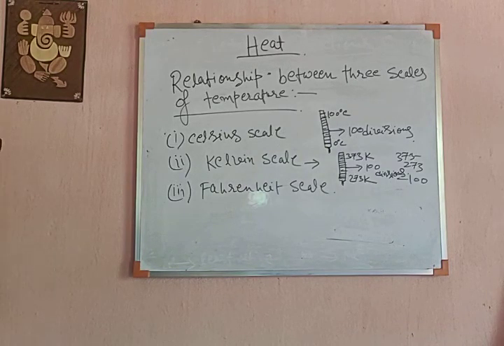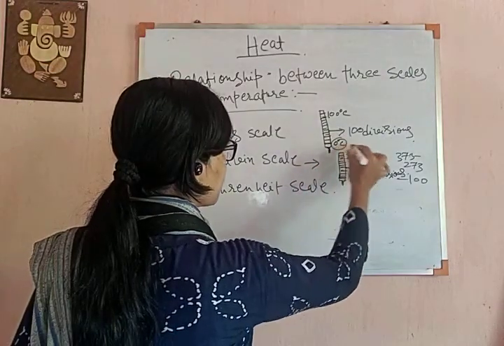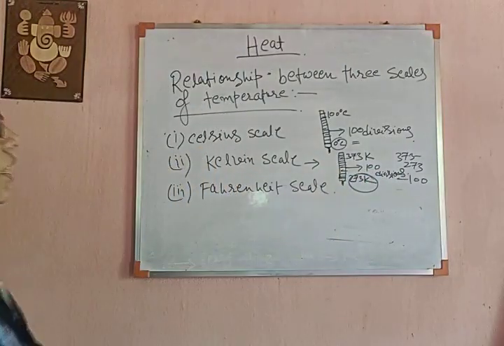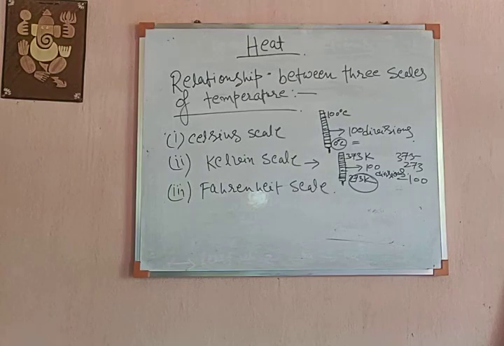So Kelvin scale and Celsius scale have a similarity that both have 100 divisions, but the difference is that Celsius scale starts from 0 degrees Celsius and ends at 100 degrees Celsius, whereas Kelvin scale starts from 273 Kelvin and ends at 373 Kelvin. That means 0 degrees Celsius is equal to 273 Kelvin.